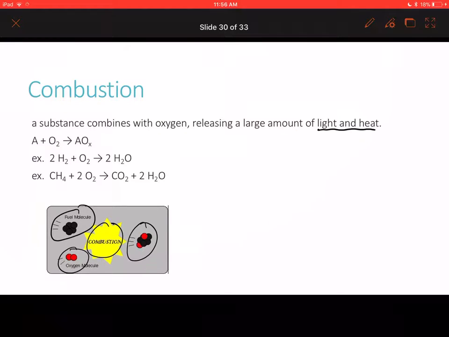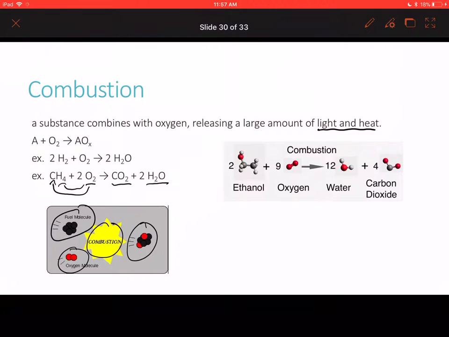Methane also works this way. We have CH4 reacting with oxygen, and it's forming carbon dioxide and water. The oxygen is going to both the carbon and the hydrogen, and it's going to form carbon dioxide and water, and we balance. This happens with a lot of what are called hydrocarbons. So ethanol reacts with oxygen to make water and carbon dioxide.